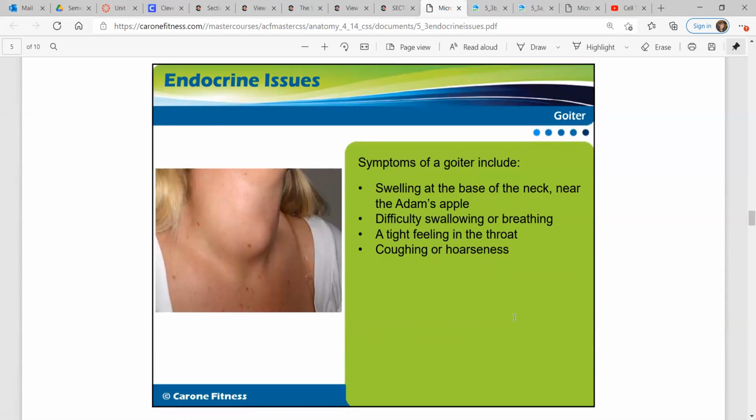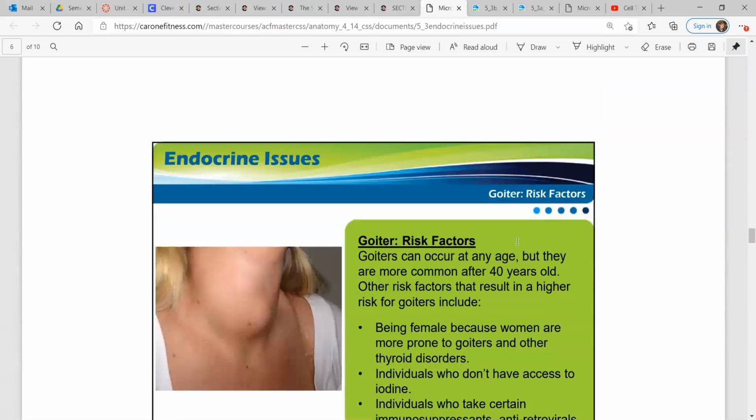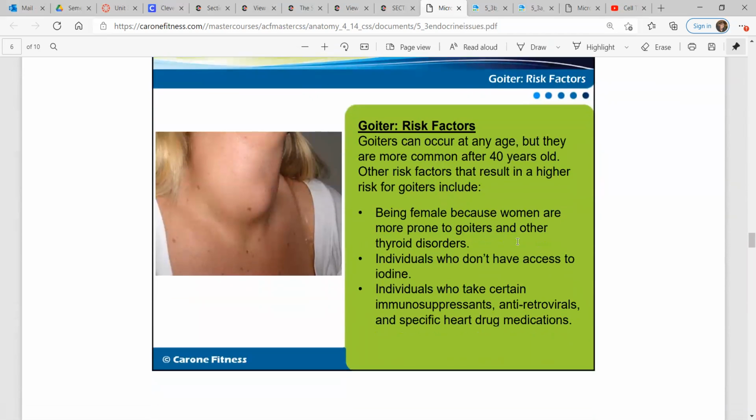So what are some of the symptoms to look out for? Well, if there's swelling at the base of your neck, near where your Adam's apple would be, difficulty swallowing or breathing, a tight feeling in your throat, coughing, or hoarseness. What are some of the risk factors?